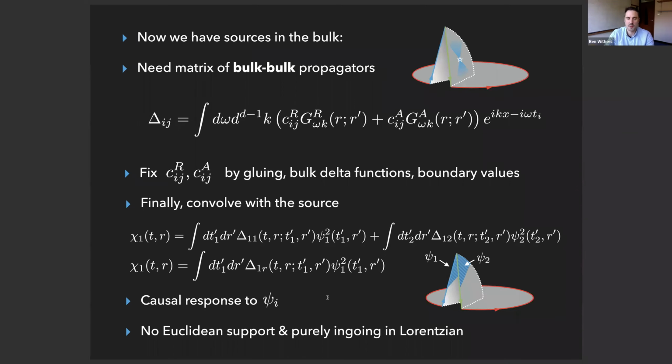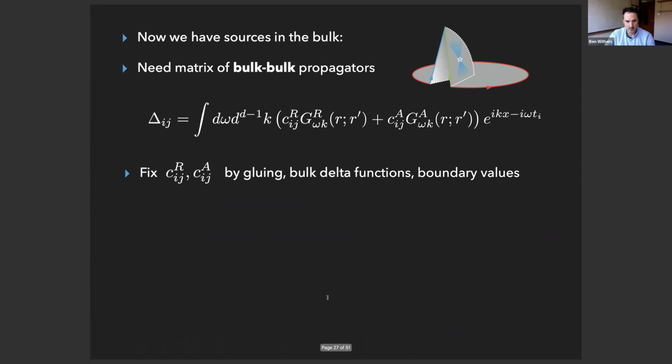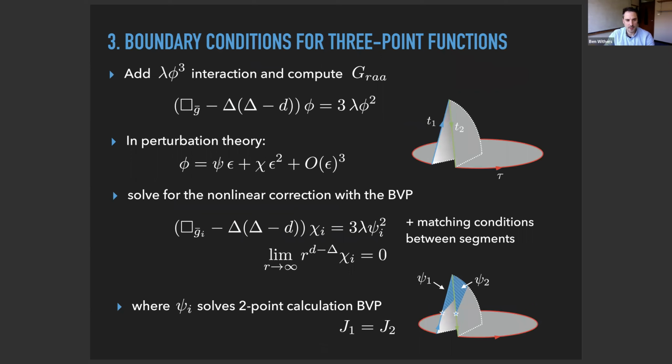So in other words, we found something which is very similar to the Son-Starinets prescription. Let me go back a slide. So instead of a linear order, we have this ingoing condition. And now for the nonlinear order, for chi, we also have an ingoing condition based on this requirement that we've set J1 equals J2. So this is the piece which generates a purely retarded 3-point function, chi, and we can compute it by using ingoing boundary conditions.